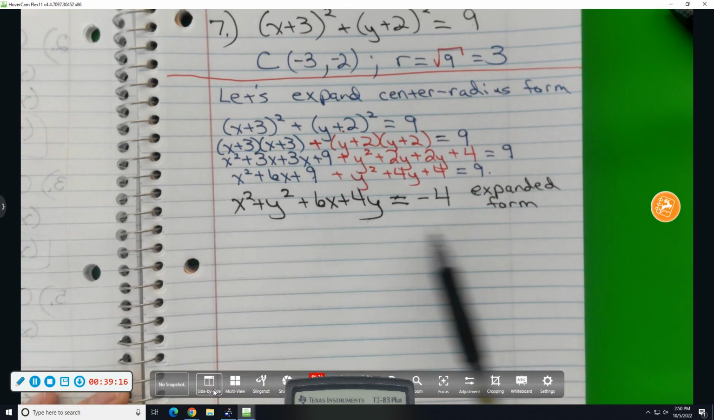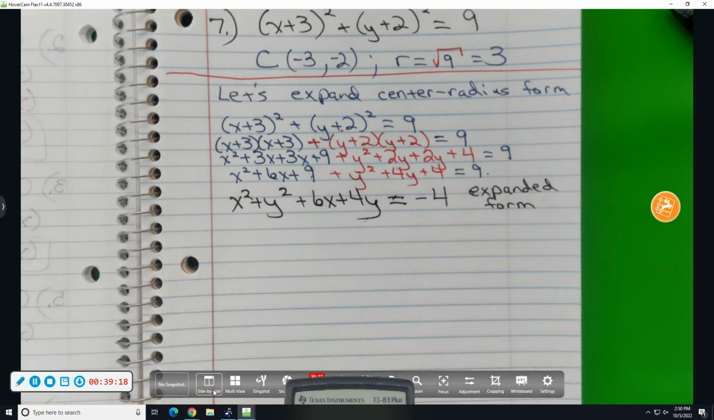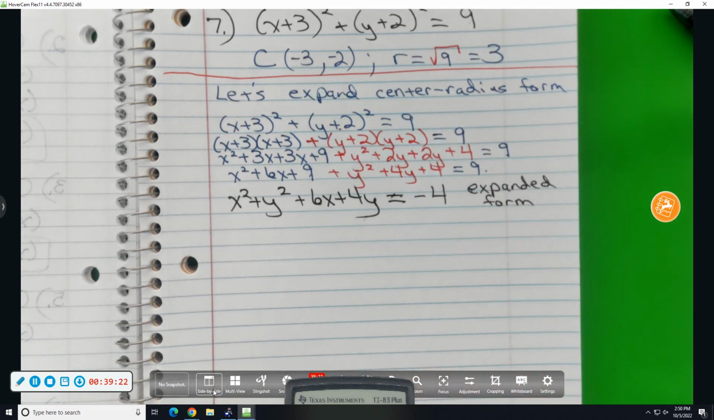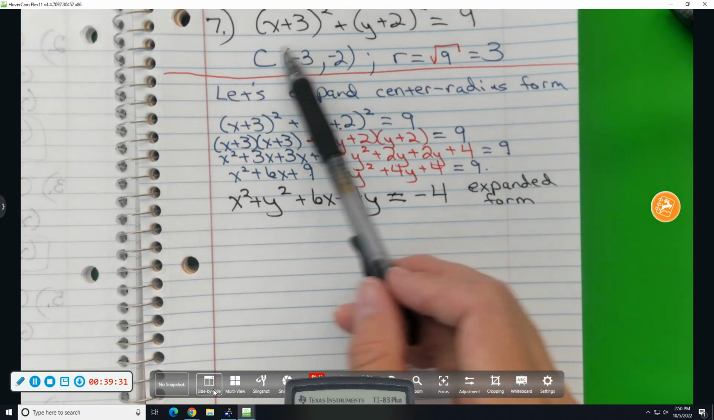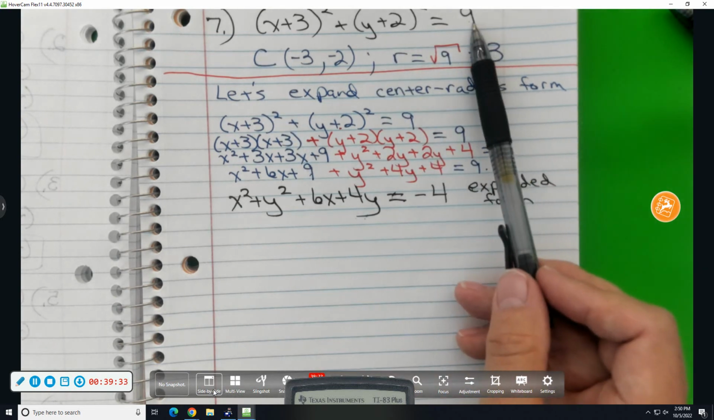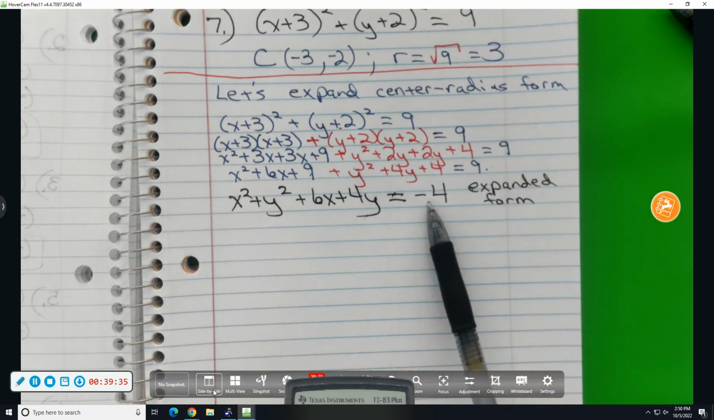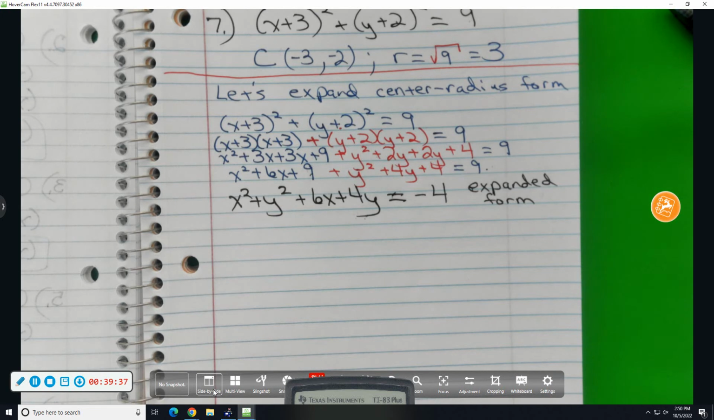Because if you're looking at that, can you still just look there and change signs to get the center and the radius? Can you just look there and easily know the center and radius? You can't, not in expanded form. You can if it's in center radius form, but not in expanded form. And that's the big problem. We're going to have to go backwards. They're going to start giving us these equations in expanded form.